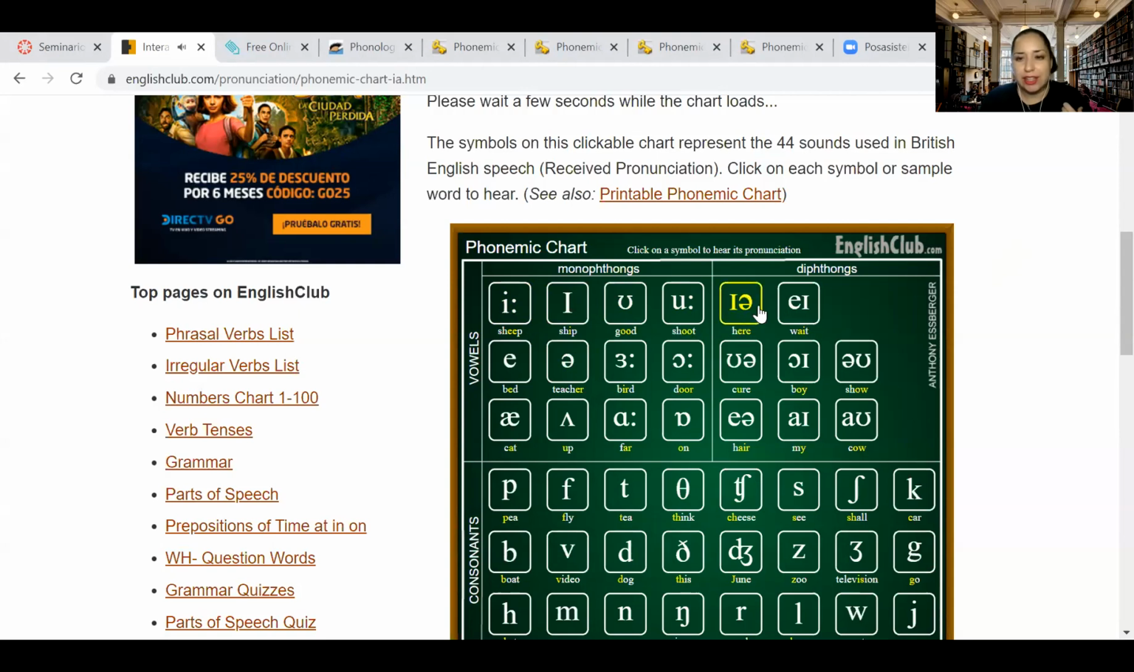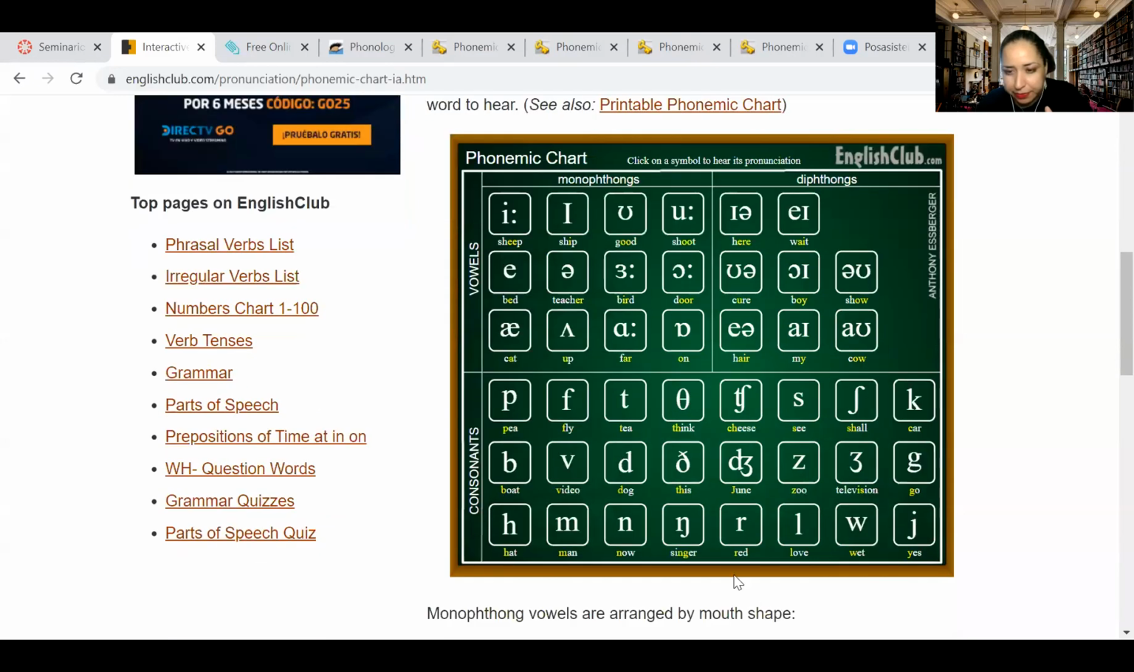Look at this sound. So it's also given us examples when we have diphthongs and monophthongs. Consonants, for example, when we see, let me see, the Z. Z. Look at that one.